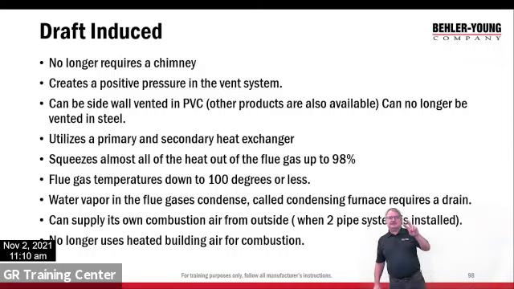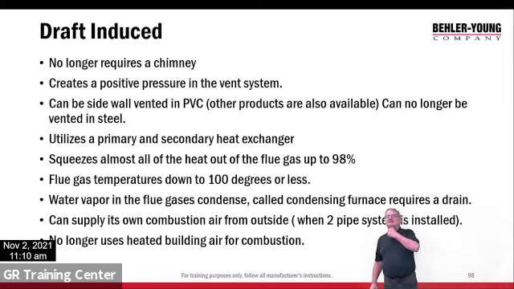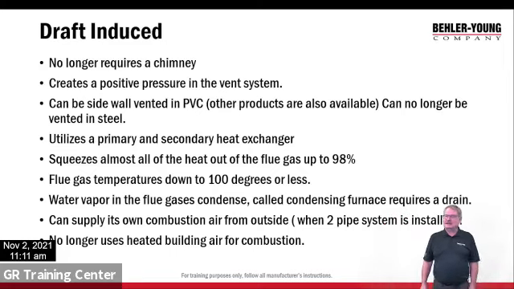Utilizes primary and secondary heat exchanger. Squeezes almost all the flue gas, up to 98% of the heat is getting squeezed out. Flue gas temperatures down to 100 degrees, over starting at 500 early on. Water vapor in the flue gas is condensed. That's also why they're called condensing furnaces. The furnace requires a drain. Can supply its own combustion air from outside. So we have a 1 pipe or 2 pipe system. So the 2 pipe would have 2 PVC pipes, 1 vent, 1 intake. So we can bring all that air from outside. No longer uses heated air from the building for combustion.